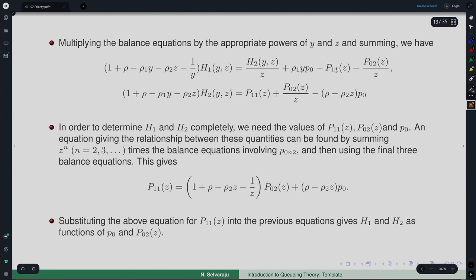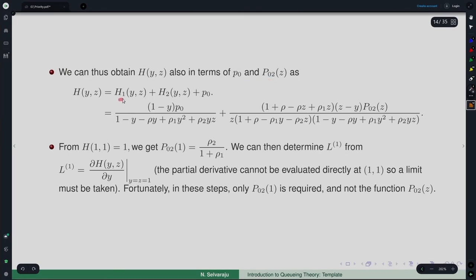So, if you substitute this p11 expression here, you can get a simplified version for h1 and h2 which will now be in terms of p0 and p02 of z. Once you know h1, h2 and p0, then you can get this h(y,z) which is equal to this expression in terms of p02 of z and p0. So, there are 2 terms here, one with p0 and a certain coefficient, the second is p02 with this coefficient, p02 of z being the generating function. Now, from the fact that h(1,1) equals 1, we can obtain p02 of 1 as rho 2 by 1 plus rho 1.